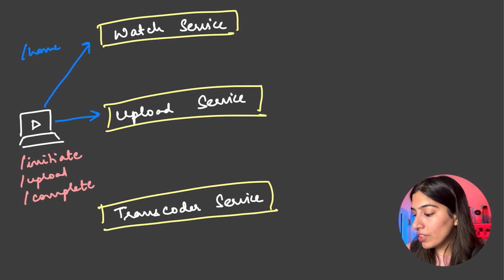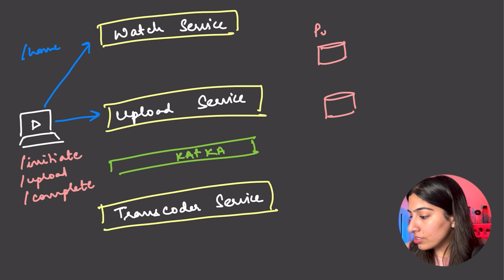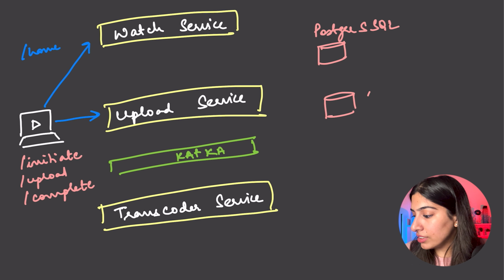Then what happened was between the upload service and the transcoder service, there was one Kafka. And we also added databases. So there was S3 and PostgreSQL, right? So let's write PostgreSQL over here and S3 over here.